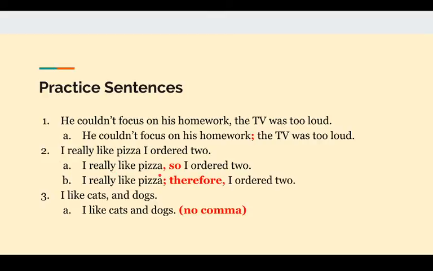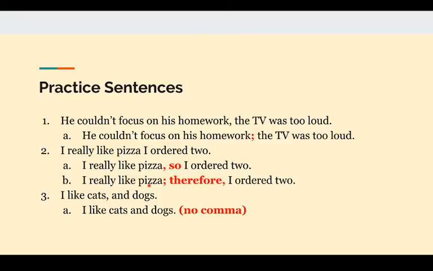So I really like pizza, which is the first independent clause, and then we have comma, coordinating conjunction, I ordered 2. So, as we said, so was used to show a result. So the result of him really liking or her really liking pizza is that 2 were ordered. I really like pizza, semicolon, transitional adverb, comma, I ordered 2. It's just showing what's happening because this person really likes pizza.